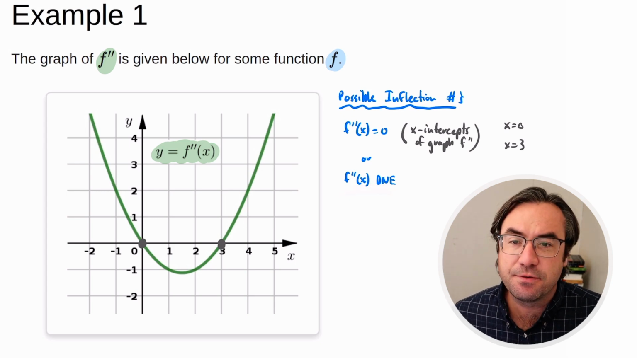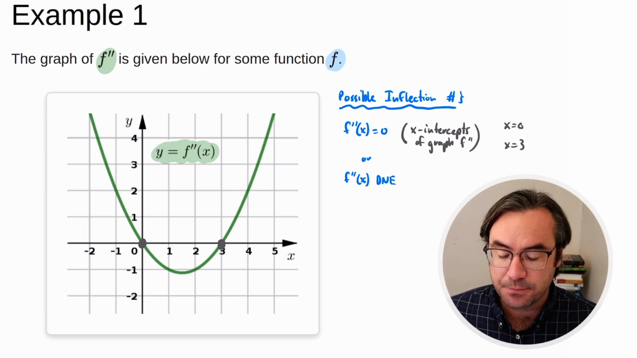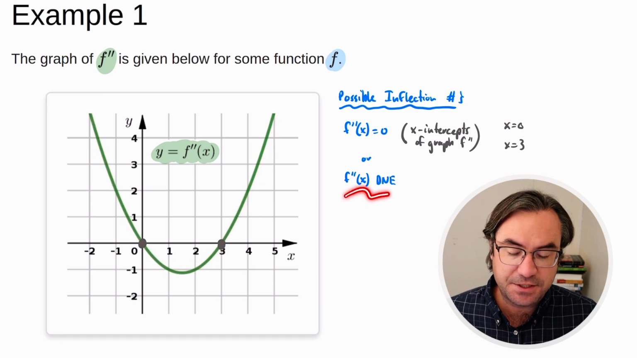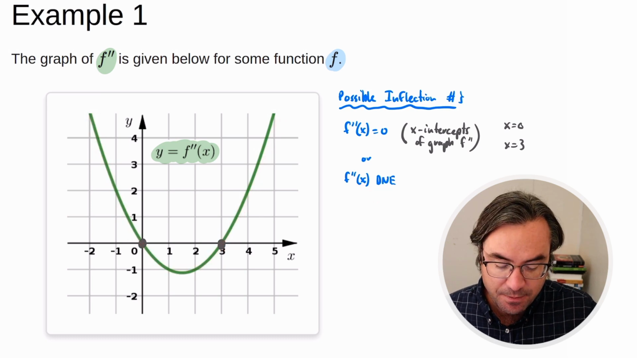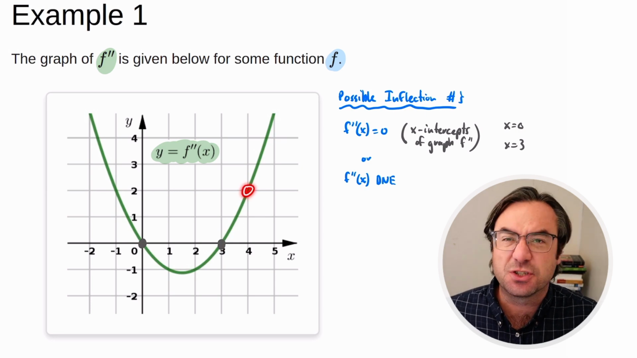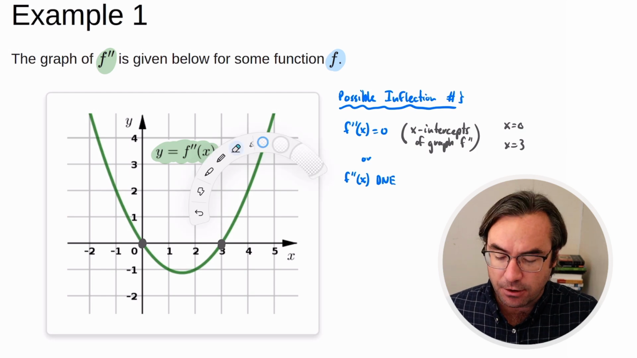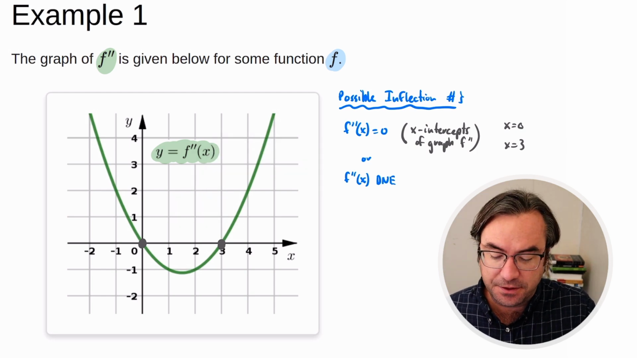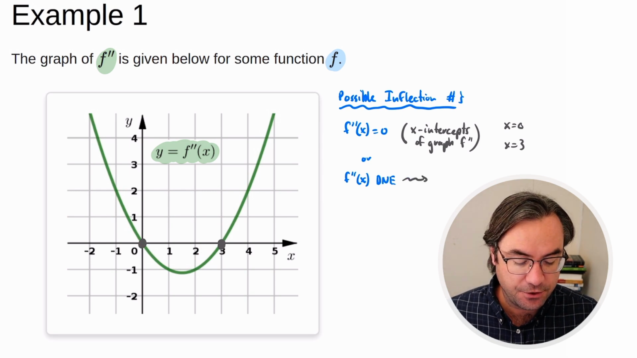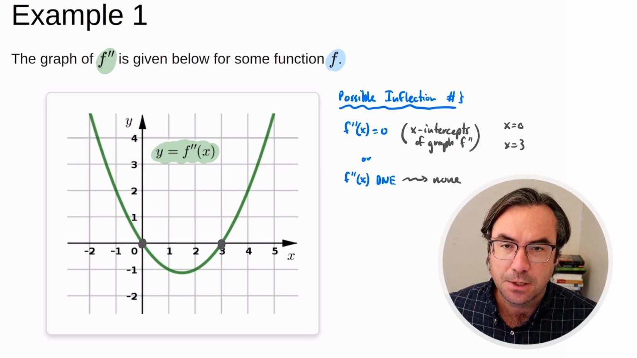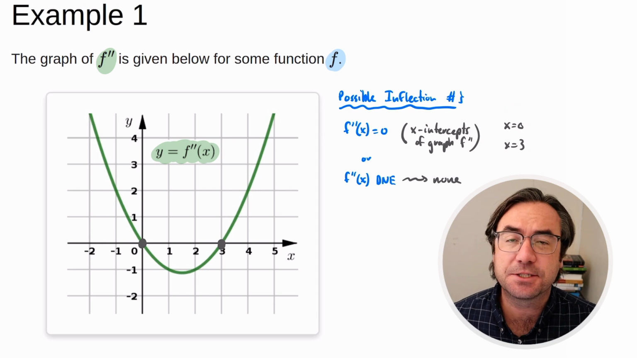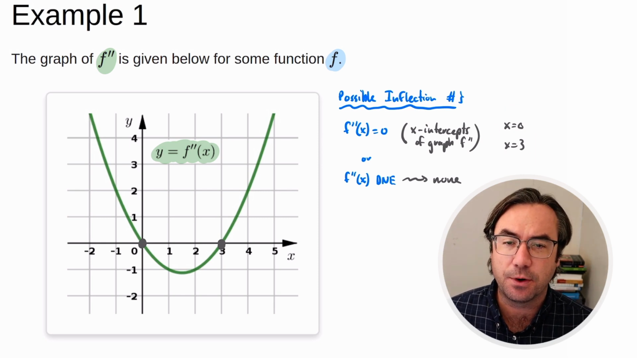Now, does the second derivative not exist anywhere? Well, if we look, all of the points are on the graph. So if the second derivative didn't exist, you might see something like an open dot, an open hole in the graph, or maybe a jump or something. But we don't see any of that here. All the points on this graph are filled in. So in this case, there's no place where the second derivative doesn't exist. Okay, so what we have here is two possible spots where we might have an inflection point.